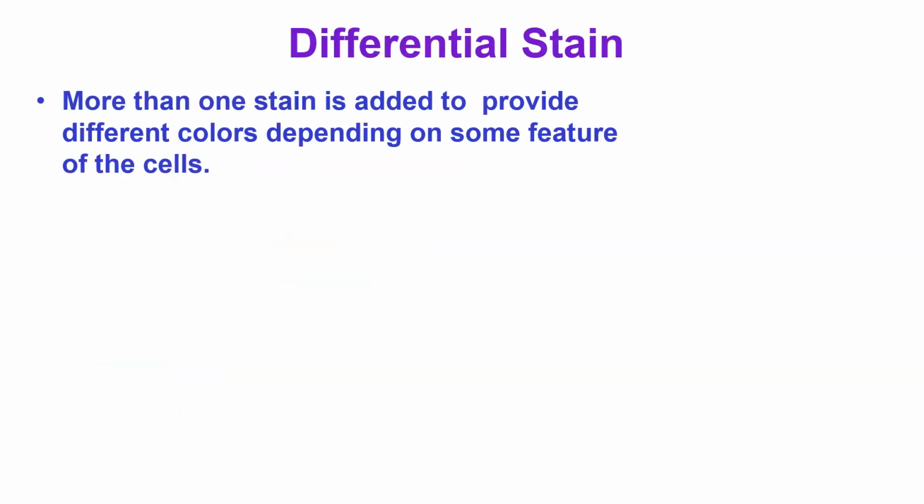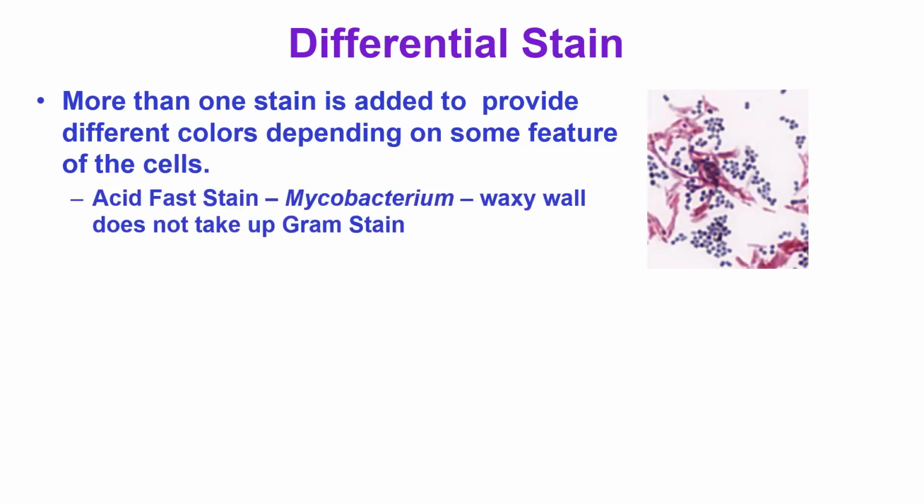We also have differential stains, and differential stains add more than 1 color and that gives you differentiation based on some feature of the cell. This includes acid-fast stain, which will show up mycobacterium. The waxy wall on the mycobacterium really does not take up the gram stain, even though these should be gram positive. The acid-fast procedure allows them to take up stain.